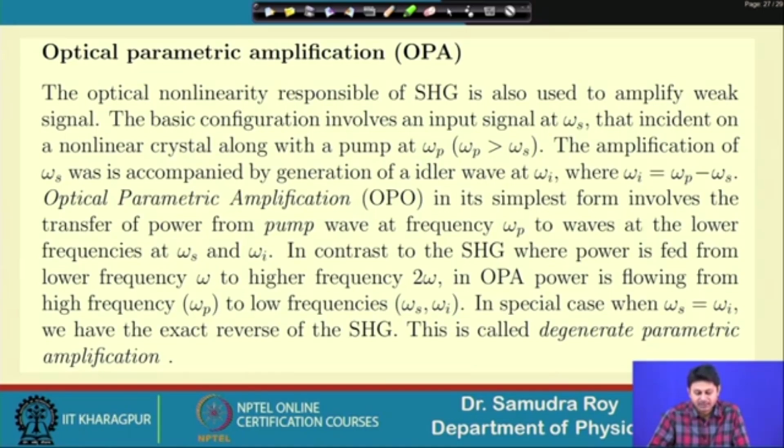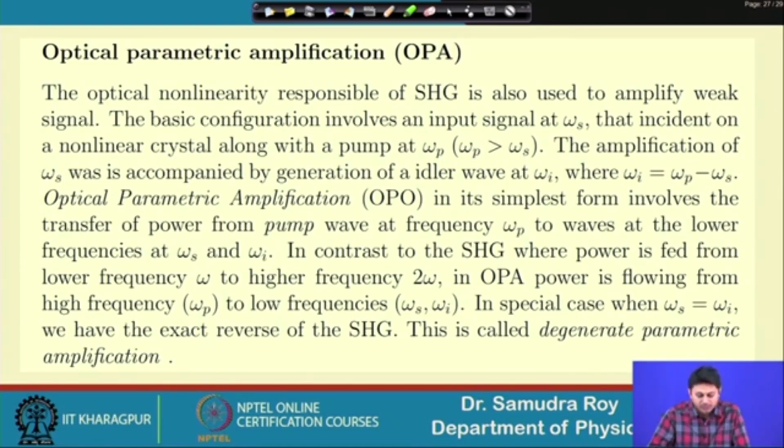Pump and signal are now together inside the system, and inside the system we have a nonlinearity. Because of this nonlinearity, what happens? In the degenerate case we find second harmonic generation may occur, but here we are not looking for second harmonic generation. In general we use omega s and omega p. So, this is the non-degenerate case. So, omega s is going to be amplified.